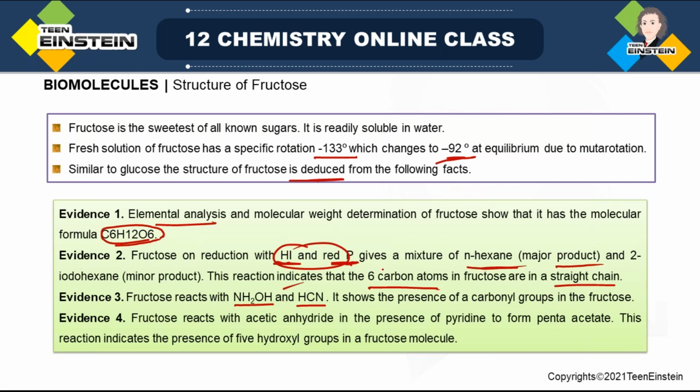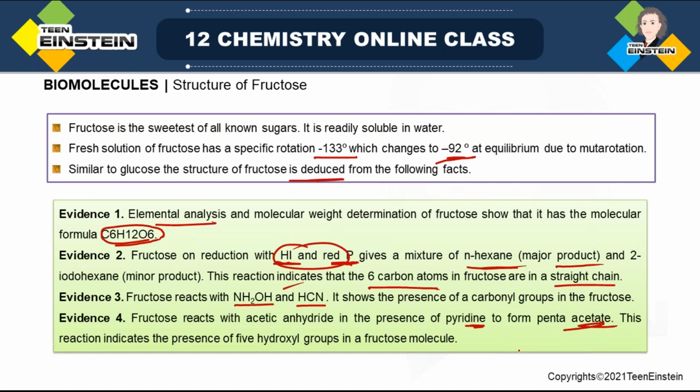Evidence number 4, fructose reacts with acetic anhydride in the presence of pyridine. Pyridine is always used in this reaction to consume the byproduct, which is acetic acid. Here also we get pentaacetate. So again it proves there must be 5 hydroxyl groups. Otherwise, how can we get pentaacetate?